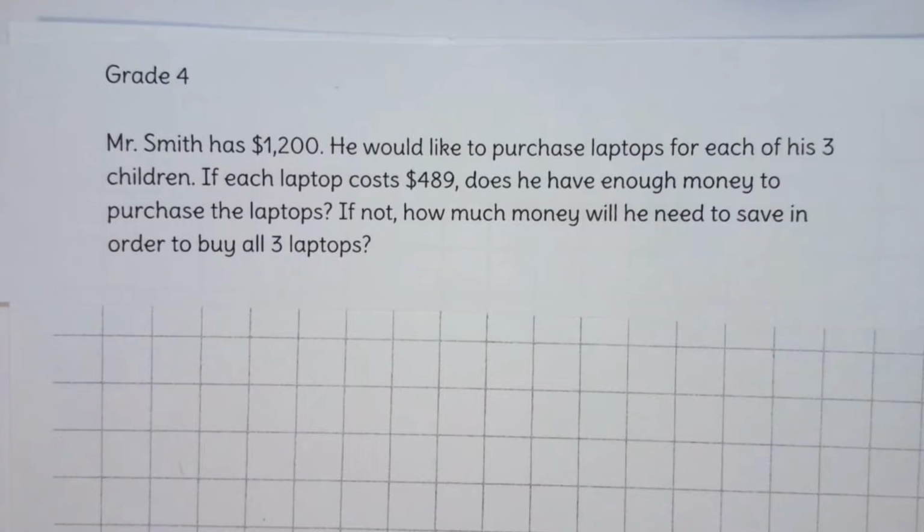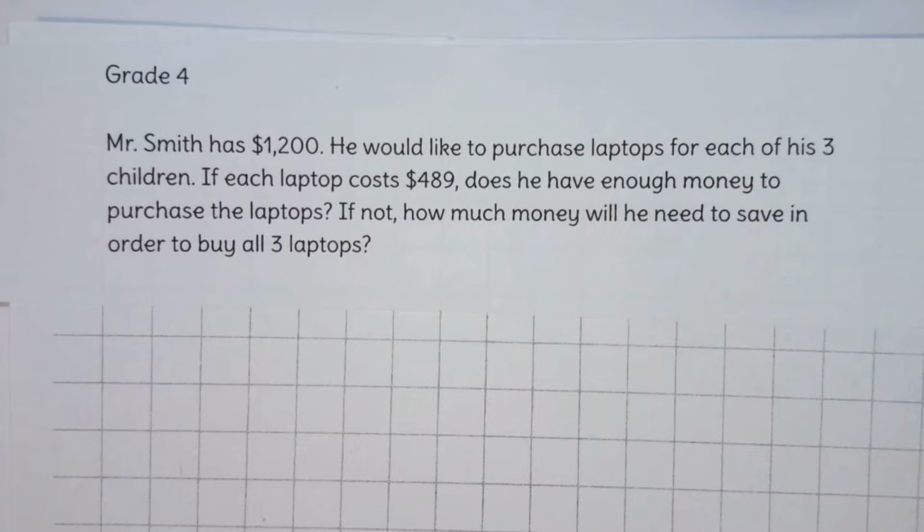This is the fourth grade word problem for the week of November 21st. Mr. Smith has $1,200. He would like to purchase laptops for each of his 3 children. If each laptop costs $489, does he have enough money to purchase the laptops? If not, how much money will he need to save in order to buy all 3 laptops?